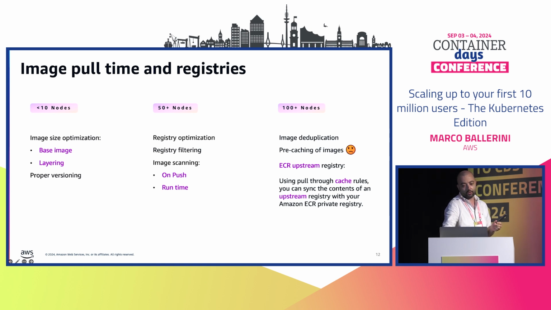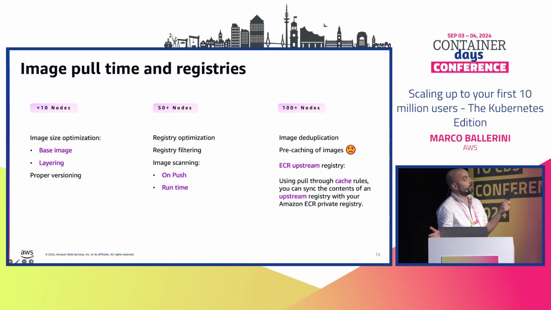Another thing that we often discuss with customers is image registries and pull times. So again, when you have less than 10 nodes, life is easy. You just need to make sure that you use the right base image, because if you run a Python application, probably you don't need the full 2 gigs Ubuntu image, and that you are using proper versioning. But when you start to have more nodes, and especially if you scale up and down, so you have maybe tens of nodes starting at the same time, you need to take different things into consideration.